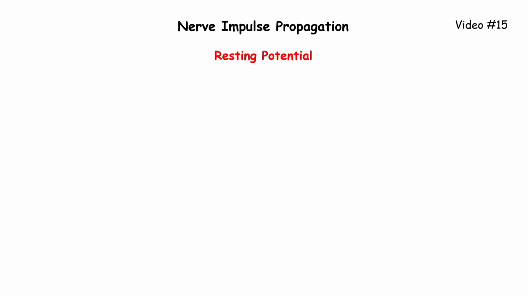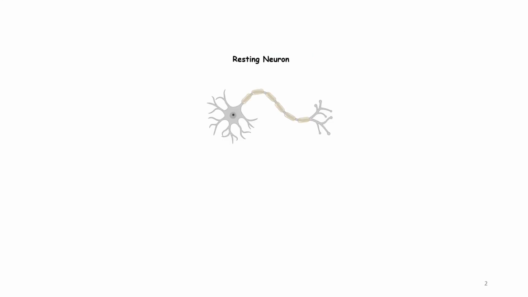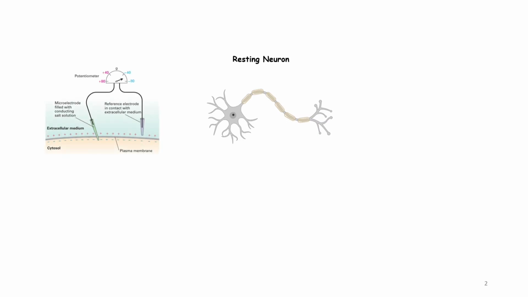Today we are going to learn about resting potential. Consider a resting neuron, that means an unexcited neuron. If we insert a microelectrode inside the neuron and keep another microelectrode outside of the neuron, and if we connect these two microelectrodes with a potentiometer or voltmeter, we will get a measurement that is called membrane potential or electric potential. Basically, this is the voltage difference present inside and outside of a neuron.